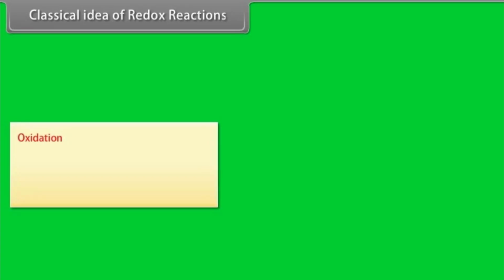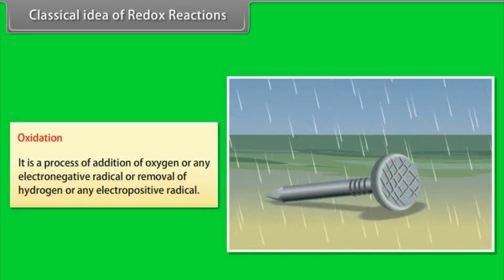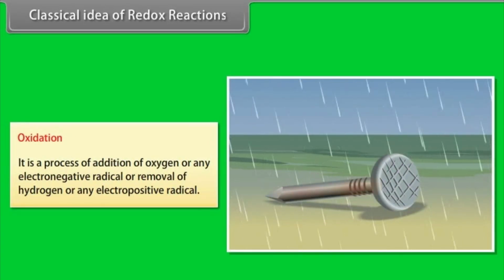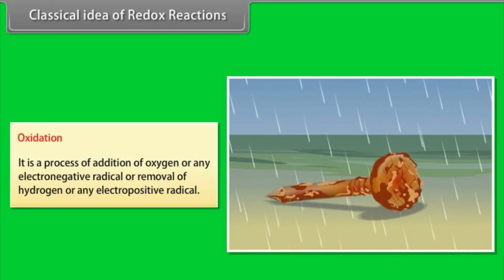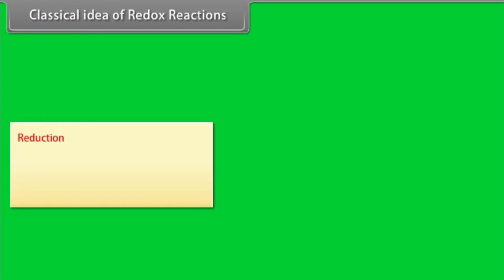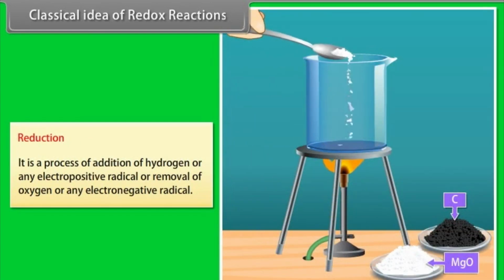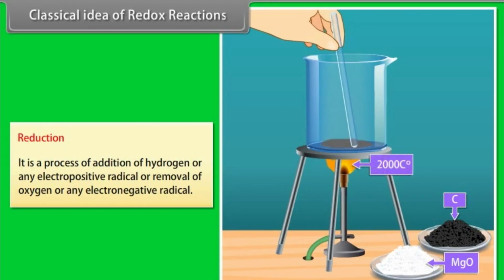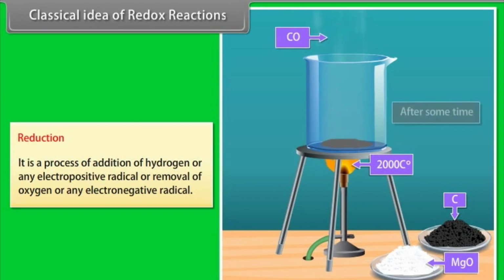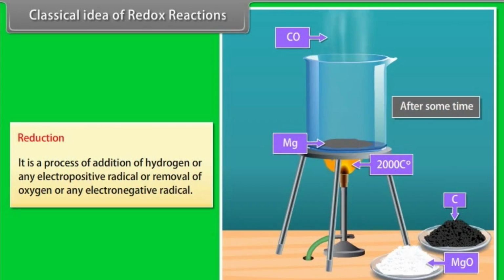Classical idea of redox reactions. Oxidation. It is a process of addition of oxygen or any electronegative radical, or removal of hydrogen or any electropositive radical. Reduction. It is a process of addition of hydrogen or any electropositive radical, or removal of oxygen or any electronegative radical. Let us take some examples for better understanding of redox reactions.